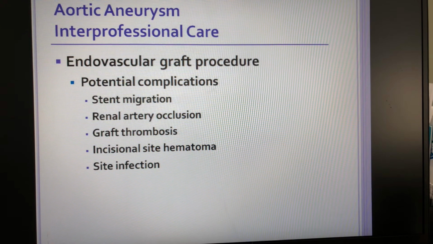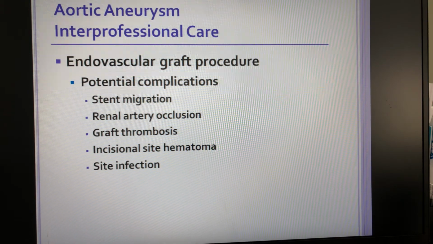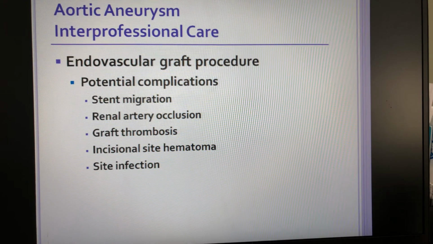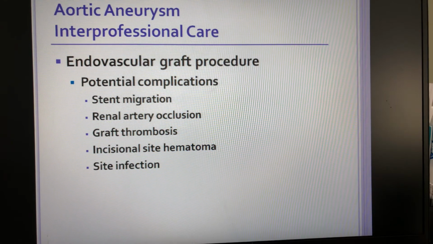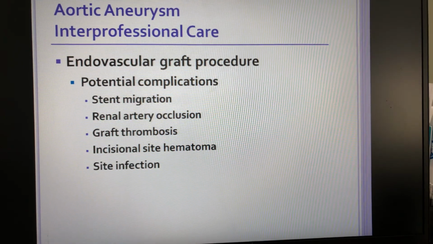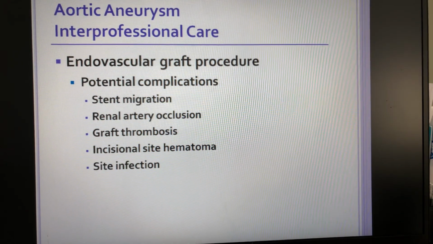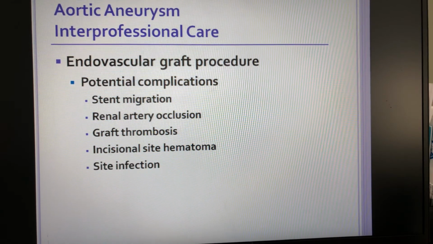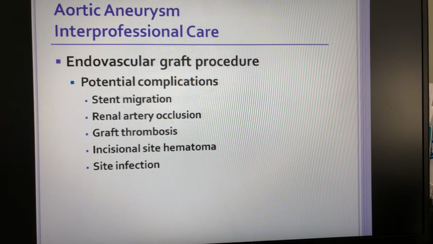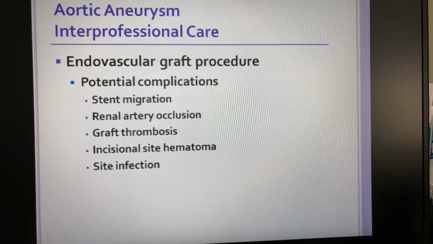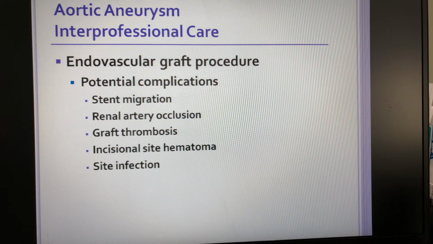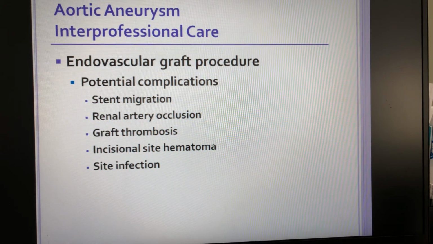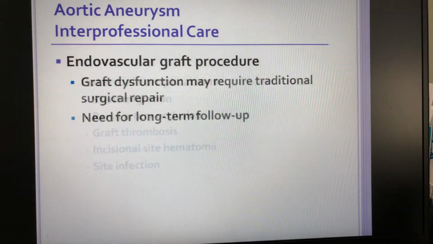The endovascular graft procedure also has potential complications of stent migration, renal artery occlusion, graft thrombosis, incisional site hematoma, as well as infection at that site, and renal artery occlusion that may occur due to stent migration. So that's one of the things that we really have to monitor the patients for postoperatively.